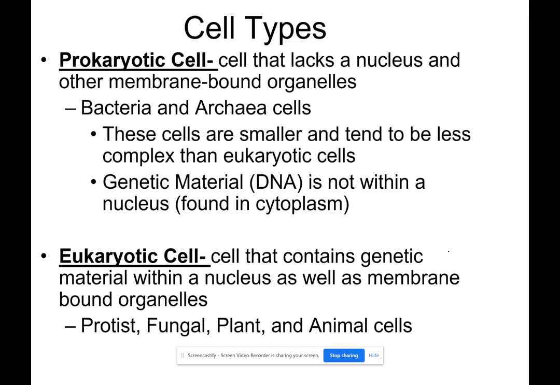So things like mitochondria, Golgi apparatus, endoplasmic reticulum, the nucleus, the chloroplast. You guys learned about these in a different grade, and we're going to go through them this year. Those are membrane bound organelles. Our cells have those. Prokaryotic cells do not. Examples of eukaryotic cells would be protists, fungus, plants, and animal cells.